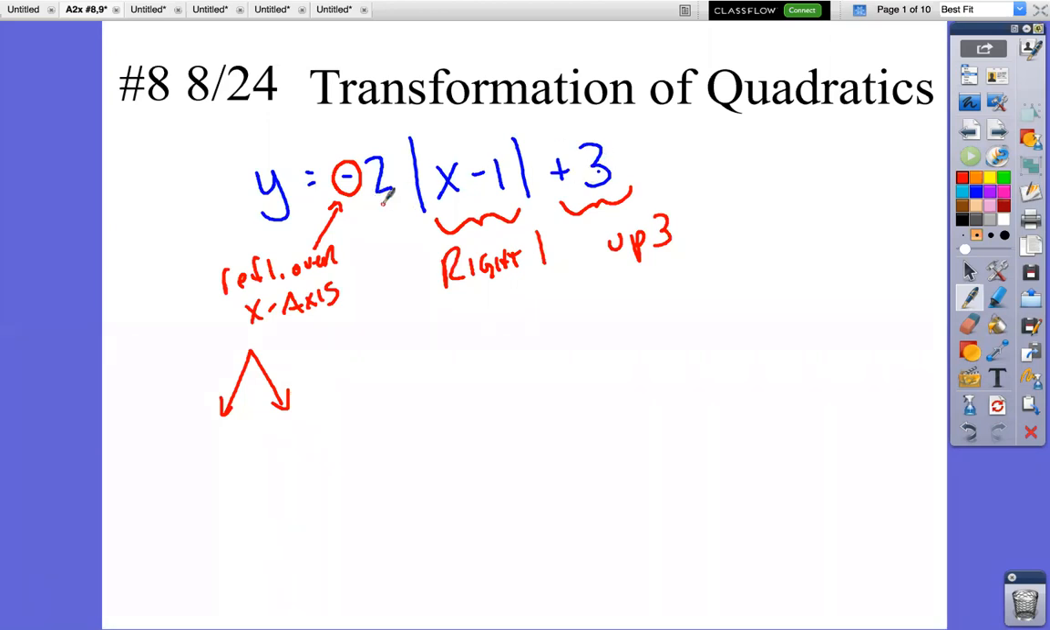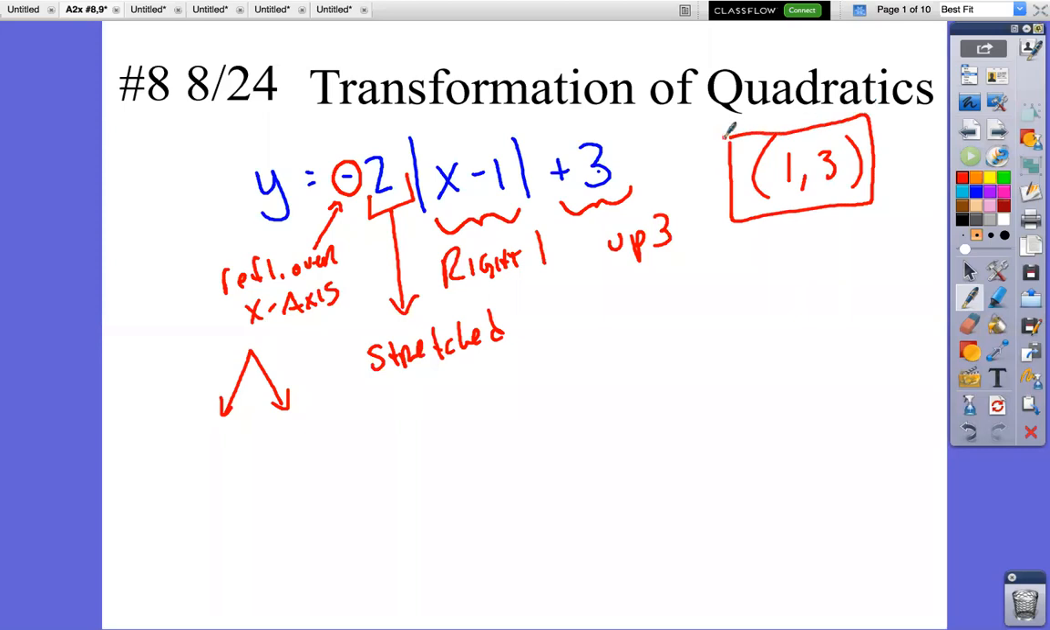And what does this 2 mean? So this 2 means it's being what? Stretched or shrunk? Which one do you think? Stretched. Now that's everything that we learned about absolute values and graphing them last chapter. So really my vertex then would occur at the point positive 1, positive 3. So it's been moved right 1, up 3, it's been reflected over the x-axis, and it's been stretched. Make sure you know what the vertex is, and this is not so bad, okay?